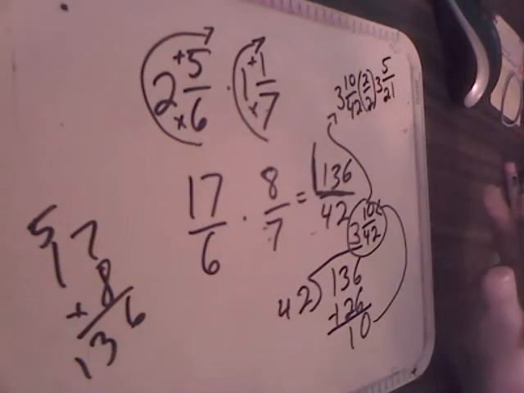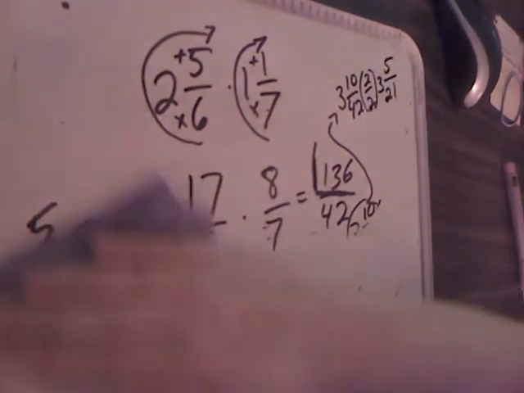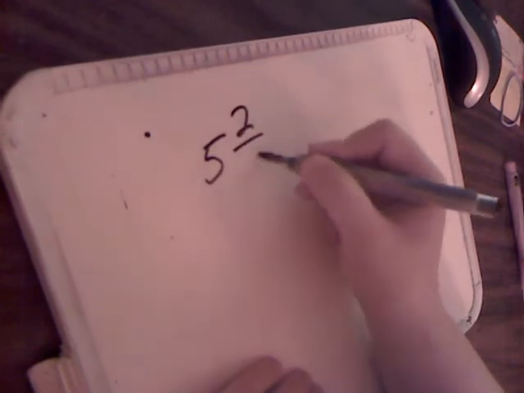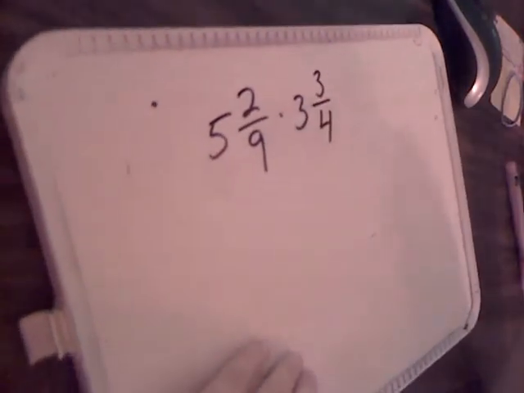It gets a little bit complicated, but if you take it one step at a time, you'll find out that you definitely do know all of the steps. Let's take a look at one more. We're going to take a look at 5 and 2/9 times 3 and 3/4.